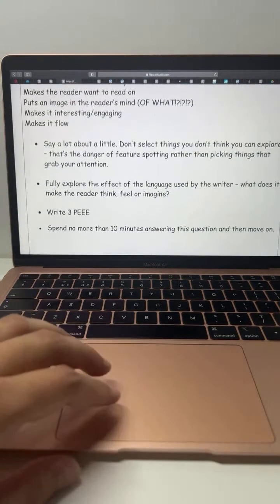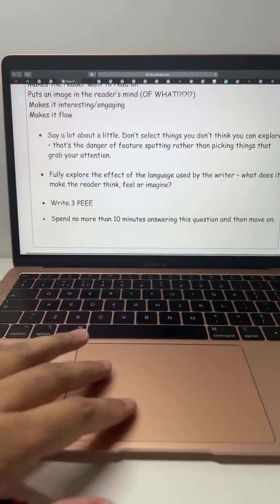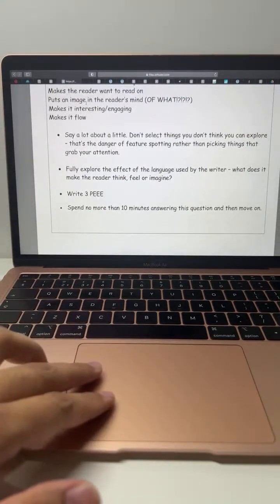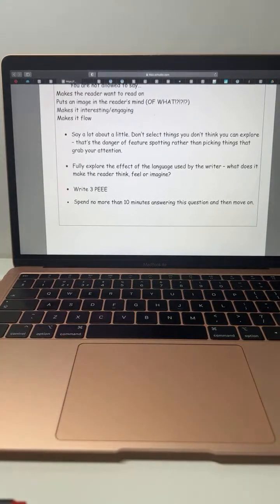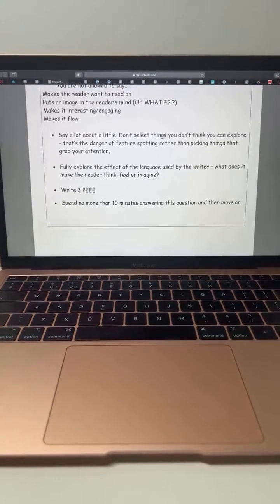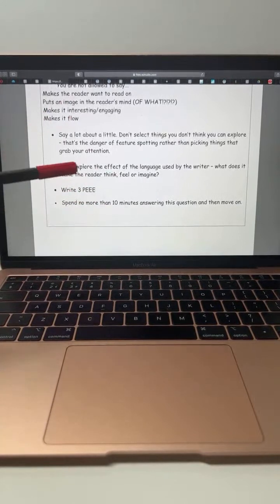Right, so moving on. A top tip again, once again, you should remember is say a lot about a little. So what this means is obviously zoom in and talk a lot about the particular word that the writer has used. Okay, so that's absolutely crucial for you to consider. So don't select things you can't explore. That's the danger of feature spotting rather than picking things that grab your attention. And fully explore the effect of language used by the writer. What does it make the reader think, feel, or imagine?